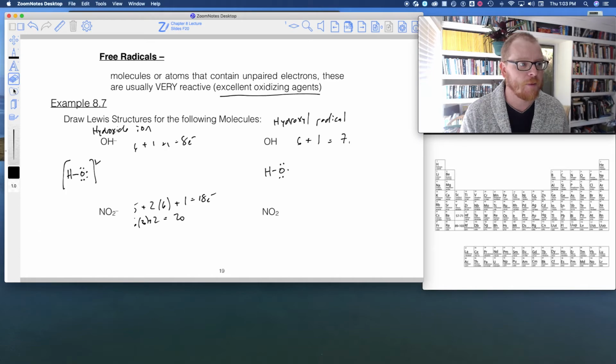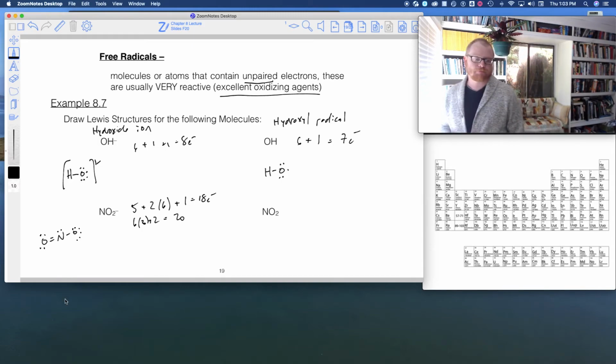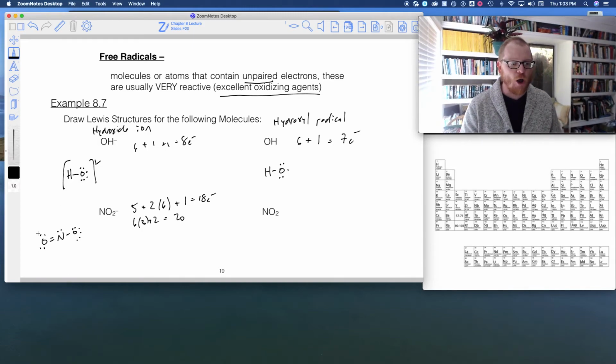Let me get rid of this guy right here. All right, so let's see, two, four. Okay, brilliant. And then we should note that it's got a negative charge, okay? And additionally, there's a resonance structure, right? So the double bond can switch sides, like that. Brilliant. Okay, minus.